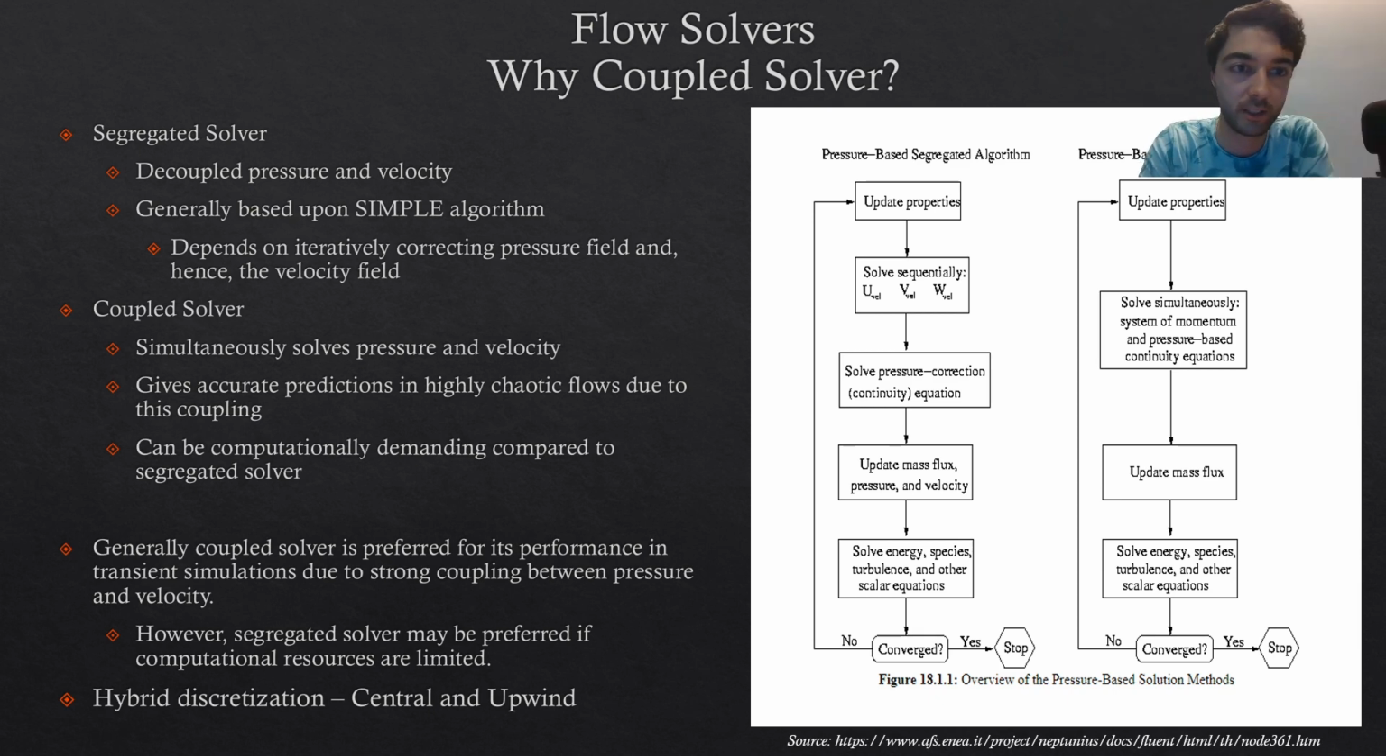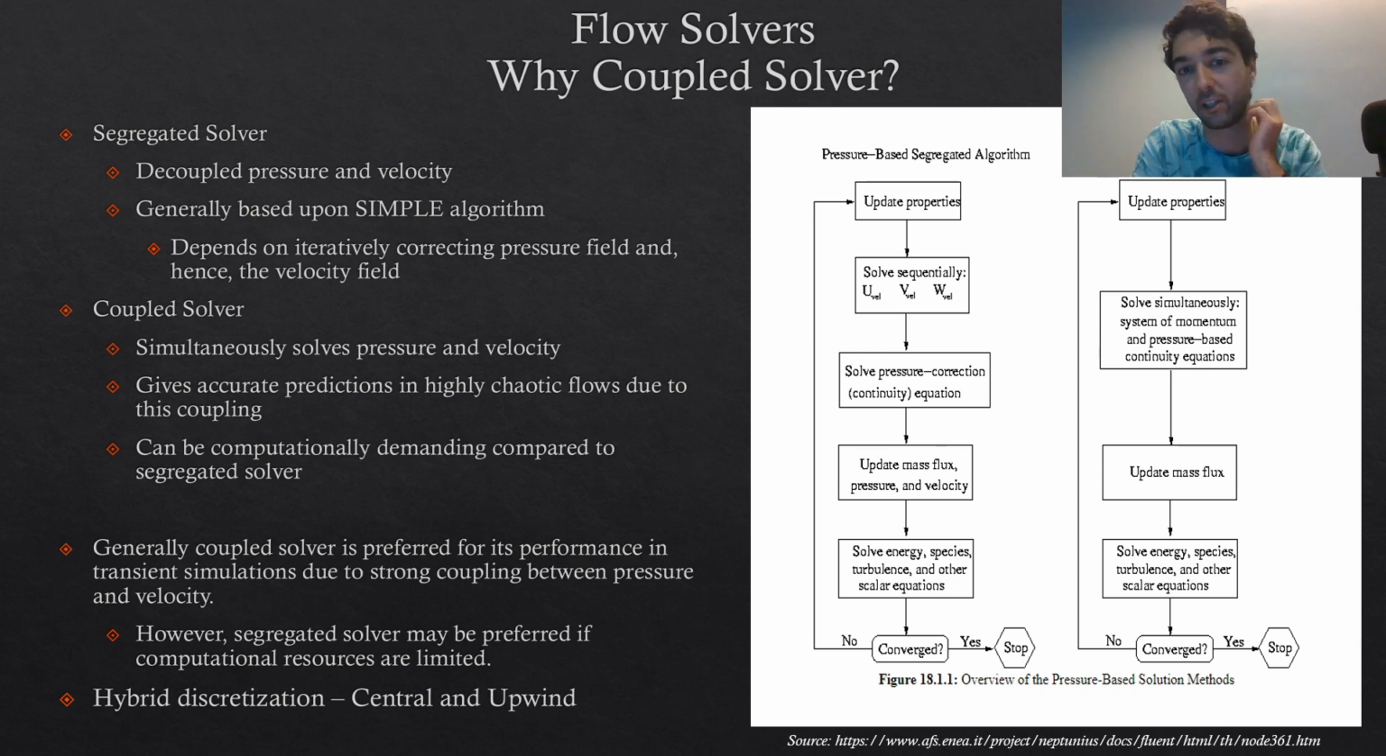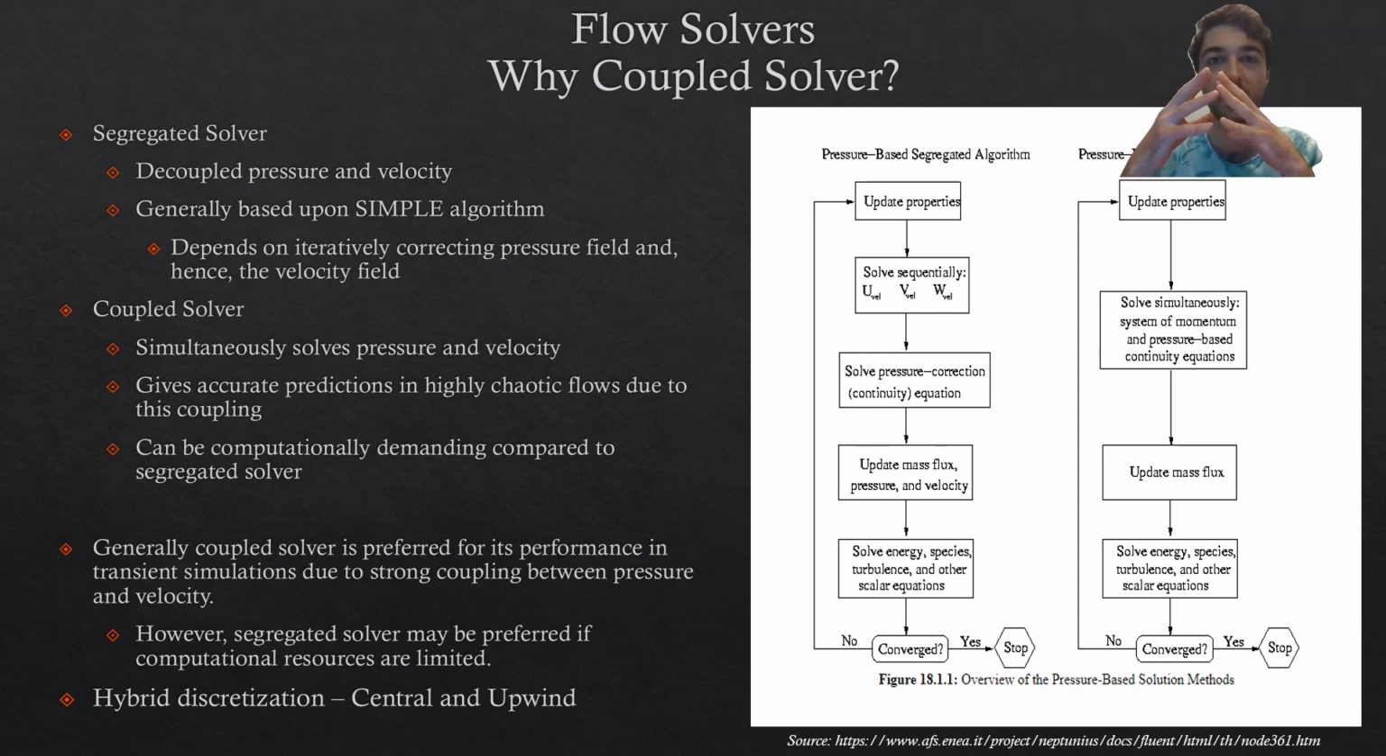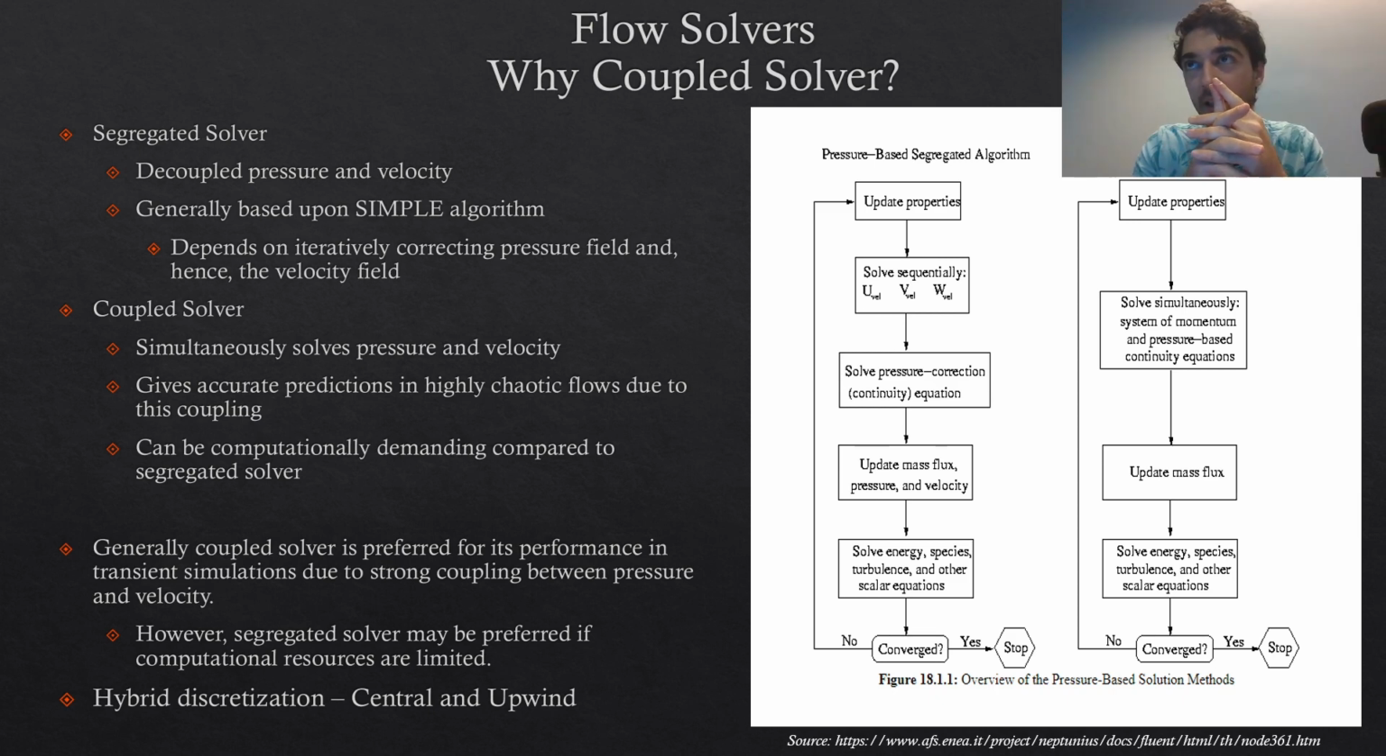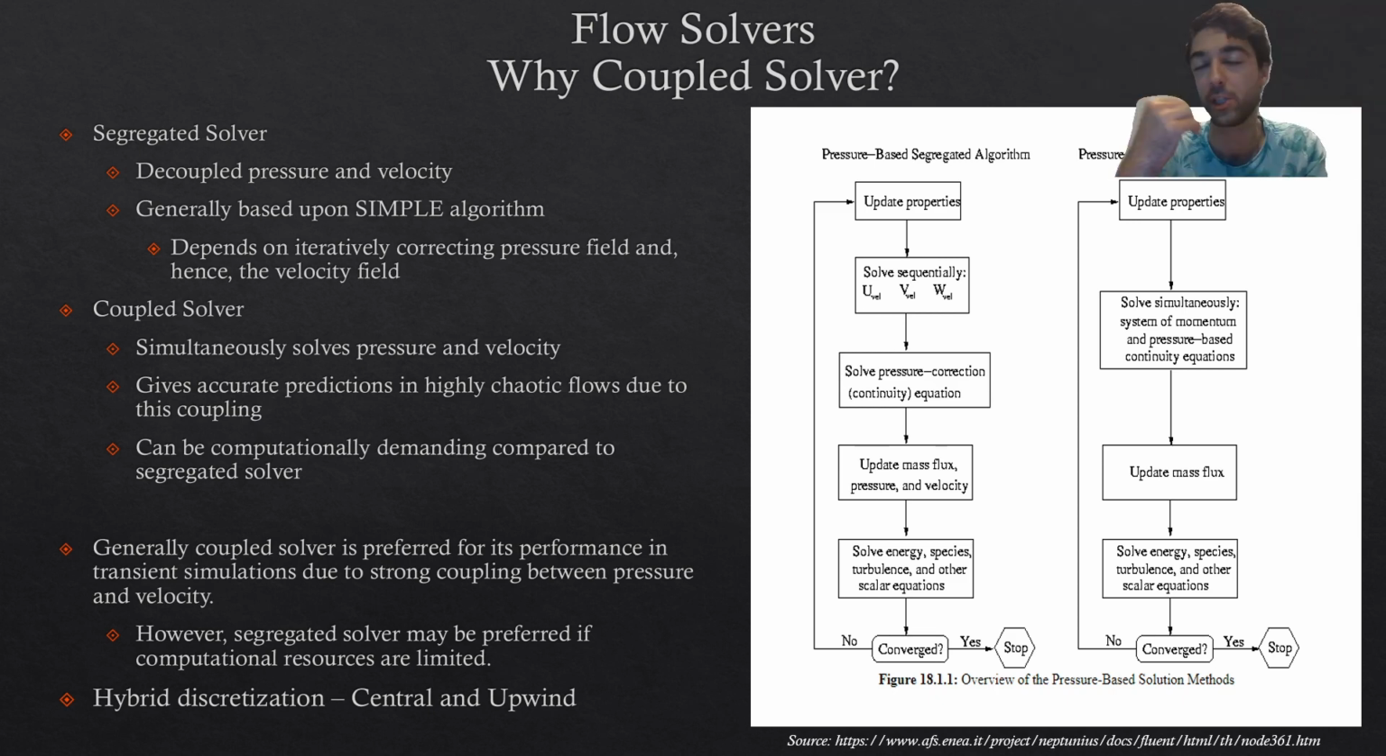However, the coupled solver solves the pressure and velocity simultaneously, and gives accurate predictions in highly chaotic flows due to this coupling. So there's a strong coupling between the pressure and velocity equations. Hence, it gives more accurate results. Yet, it depends again on your mesh and your solver values, such as the time step and all those.